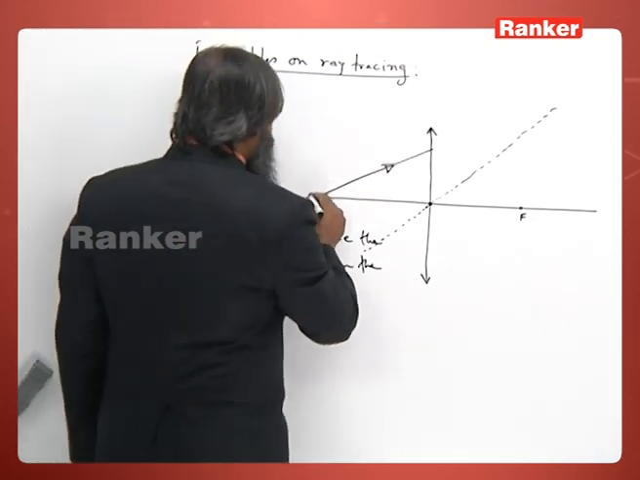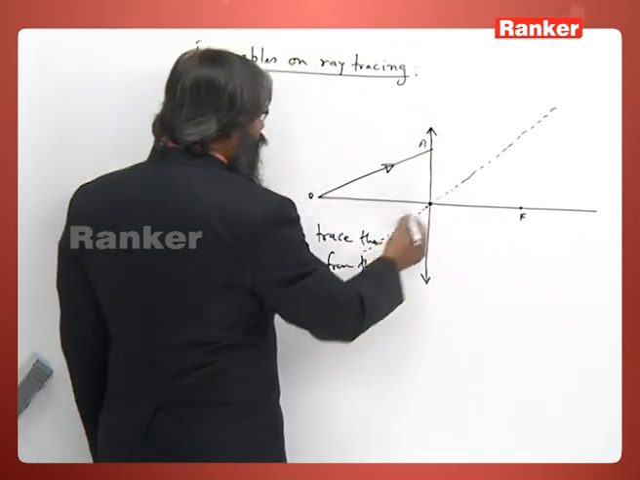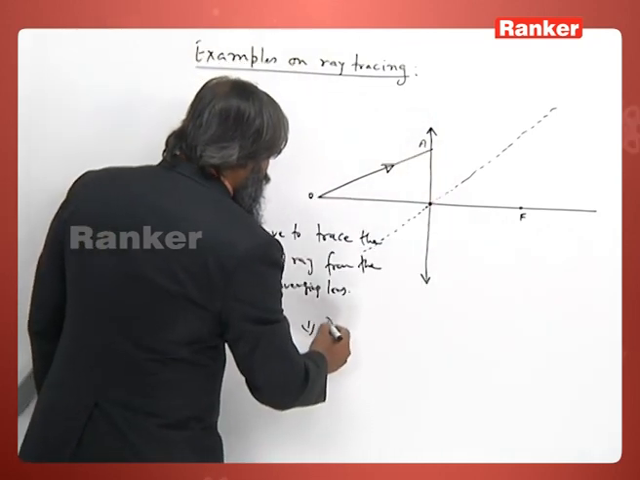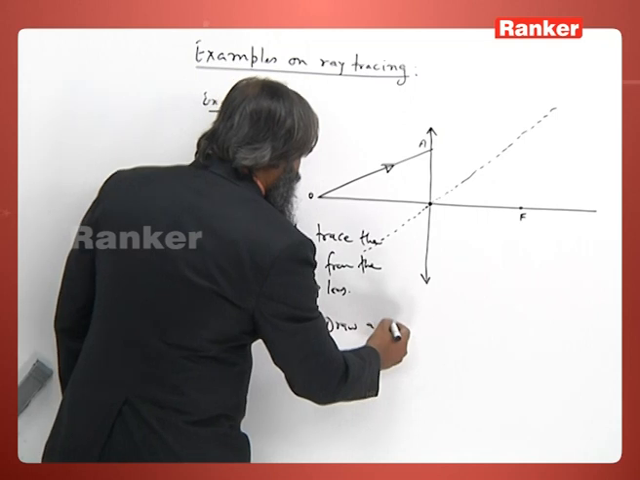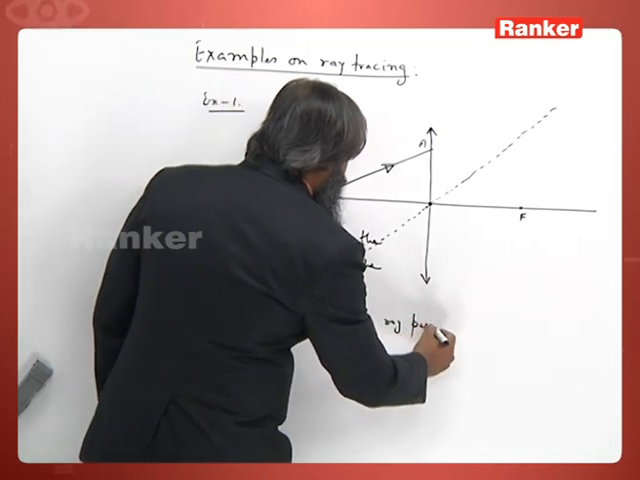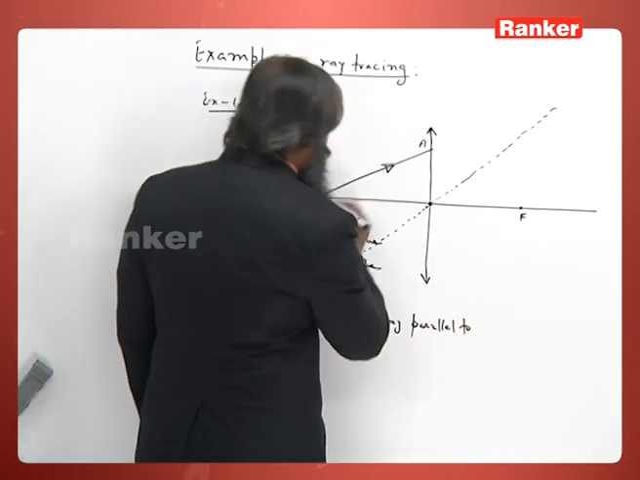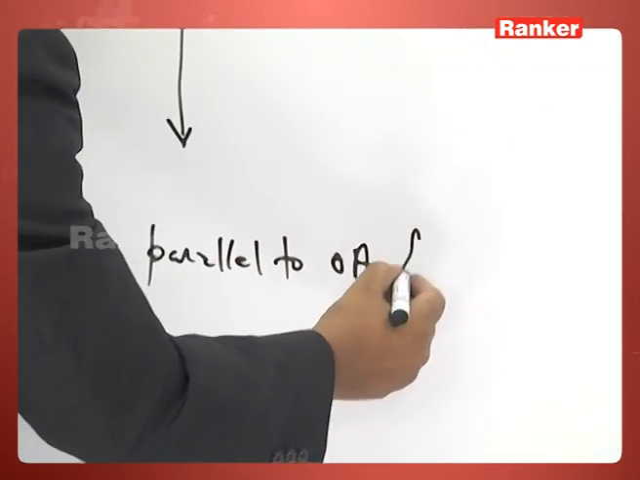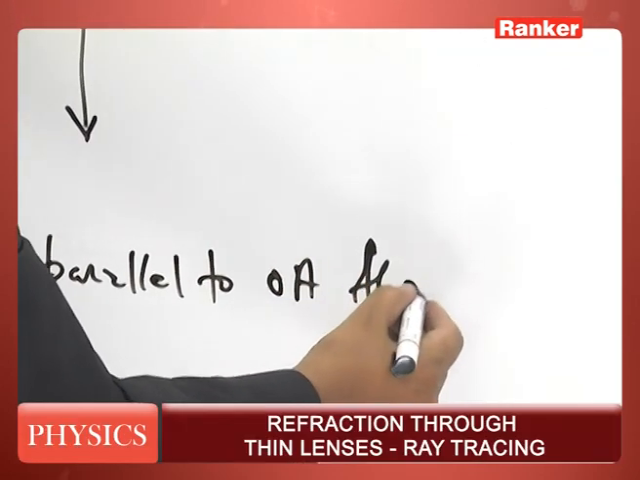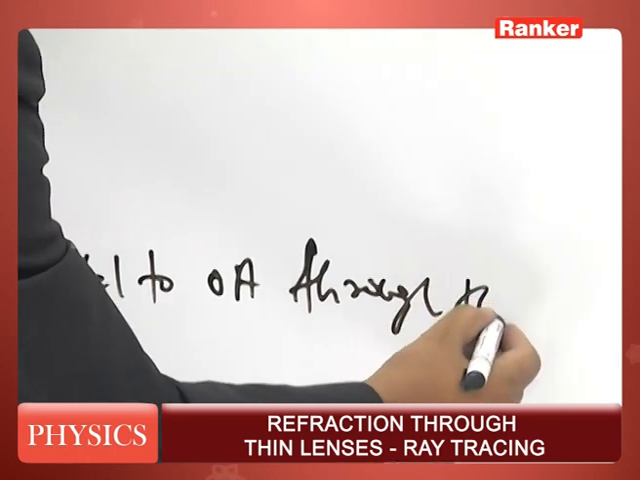Suppose this is the object and this is A. So first point, draw a ray parallel to OA through the optical center.